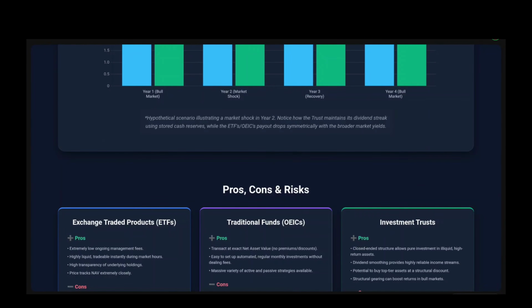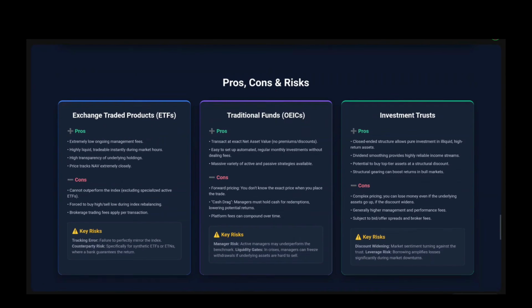So if we start to look at this from a pros, cons, and risk perspective, if we start off with exchange traded products, the pros are extremely low ongoing management fees, typically highly liquid, tradable instantly during market hours, high transparency of underlying holdings, and price tracks NAV extremely closely.